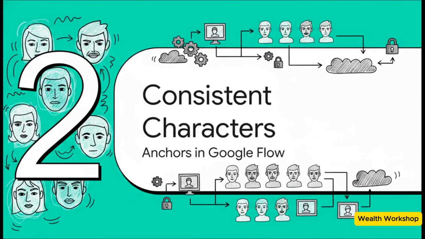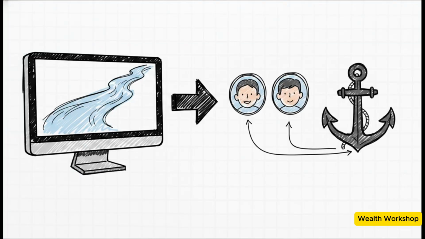Moving on to part 2. Creating consistent characters. We're anchoring your casts in Google Flow. Okay, this brings us to the absolute hardest part of AI video, keeping your main character from looking like 5 completely different people. To solve this, we set up our anchors. Open Google Flow and create a new project. You're going to go back to that Gemini output we just made, grab the character descriptions from section 3, and paste them right into Flow.